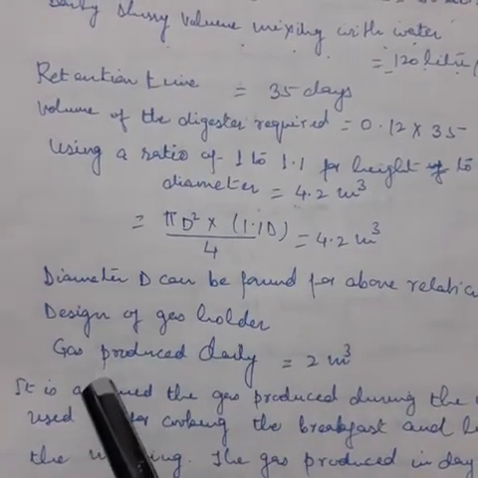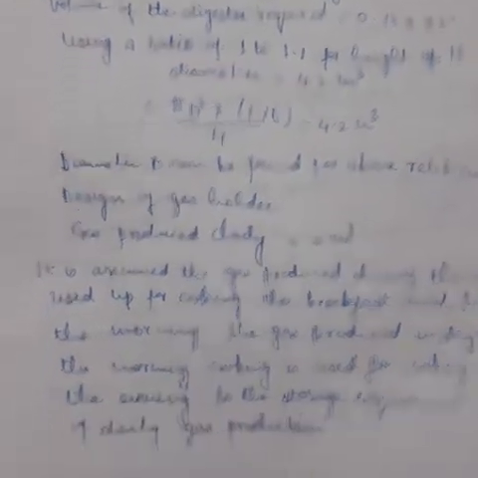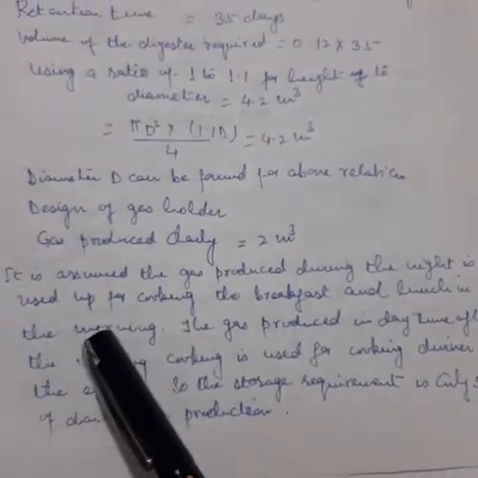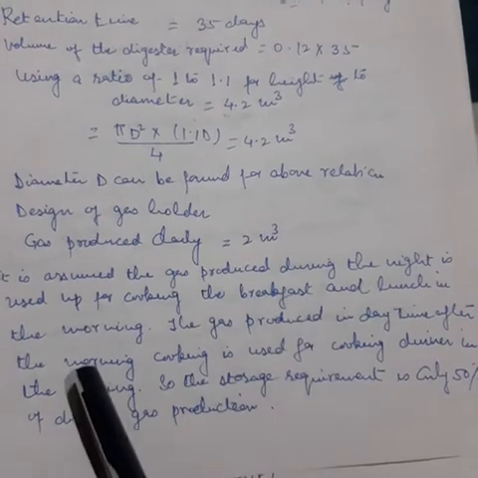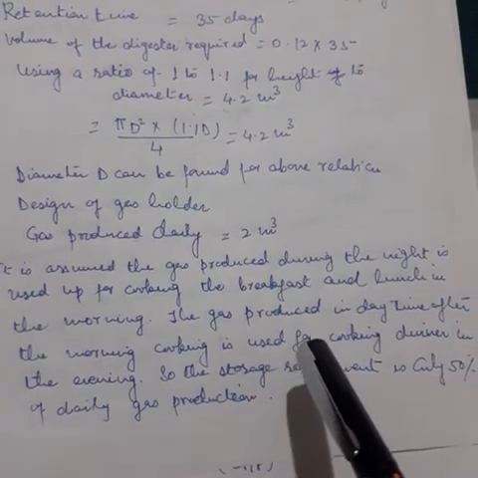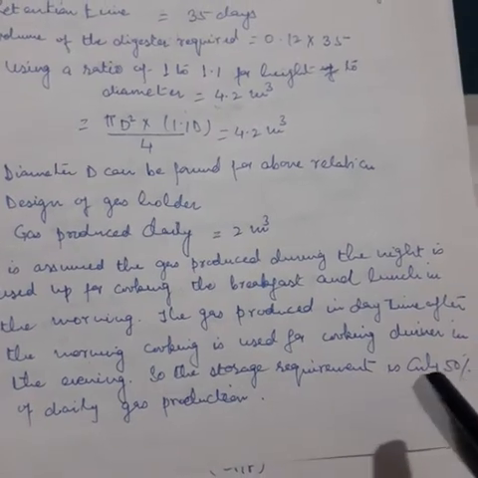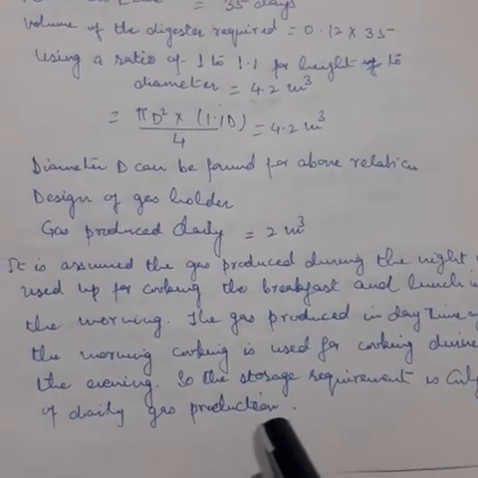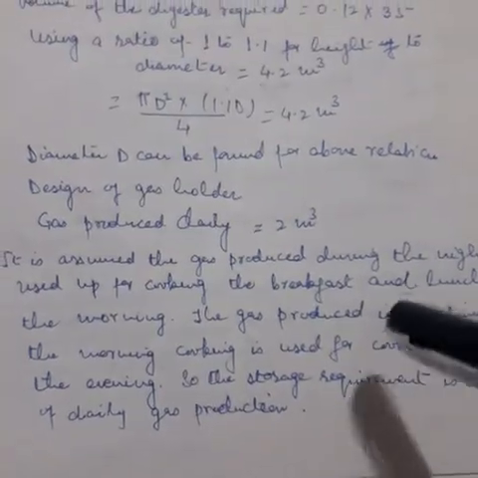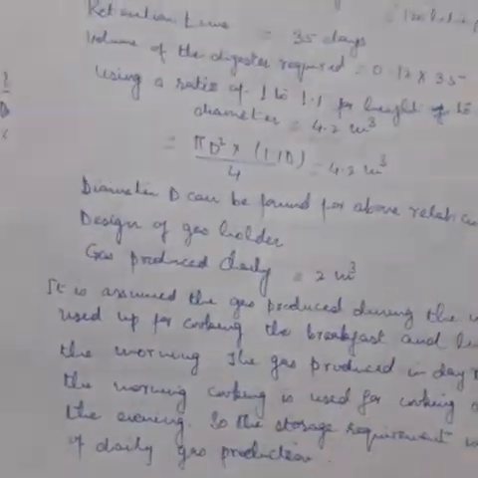Design of gas holder. The gas produced daily is equal to 2 meter cube. It is assumed the gas produced during the night is used up for cooking breakfast and lunch in the morning. The gas produced in the daytime after the morning cooking is used for cooking in the evening. So the storage requirement is only 50% of daily gas production. So in the calculation, it is for the morning breakfast, the afternoon, and the night. So this is the design calculation for the digester.